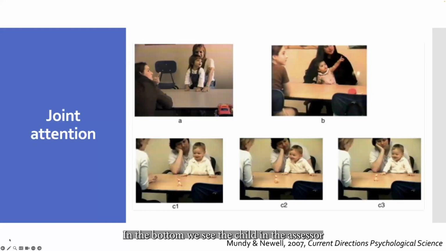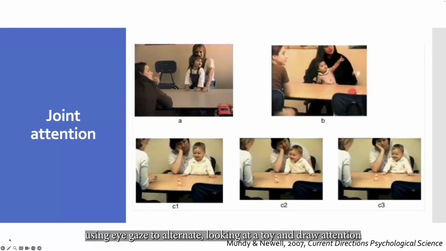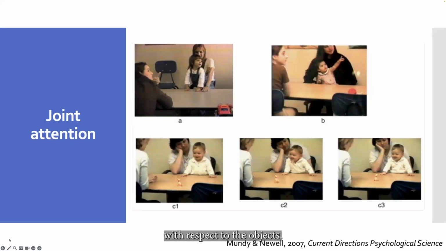In the bottom panel, we see the child and the assessor using eye gaze to alternate looking at a toy and draw attention to this toy. Eye gaze is another way to interact with somebody in a joint attention manner. You can see that the child is looking at the toy, then looks at the assessor, and then looks back at the toy. And it helps them get the individual to share attention with respect to the object.